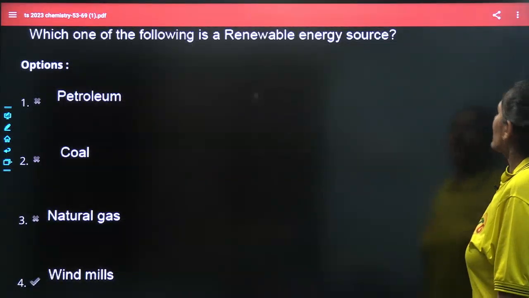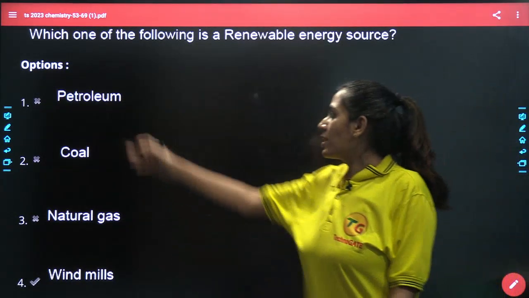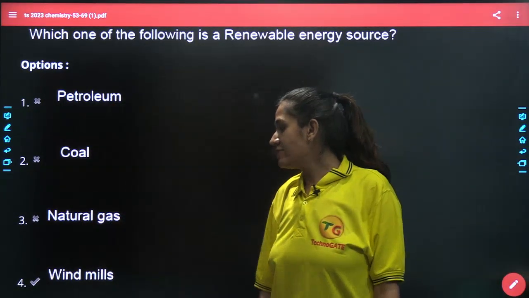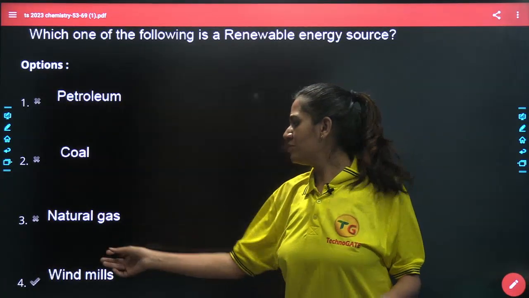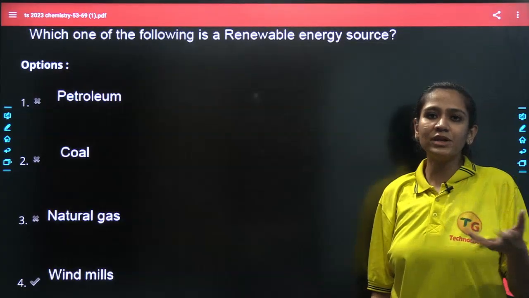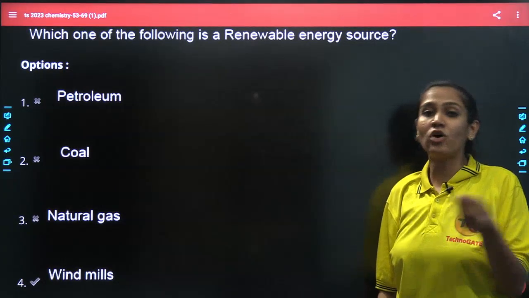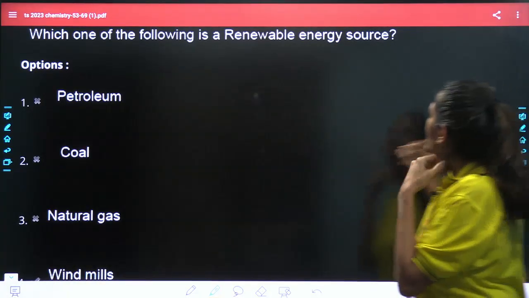Very easy. Which one of the following is a renewable energy resource? So we all know that petroleum, coal, natural gas, they will all get exhausted if we overuse them. Windmill is a renewable energy source. Renewable means that it can be renewed very easily, which will not get exhausted by human consumption, right? What does renewable mean?